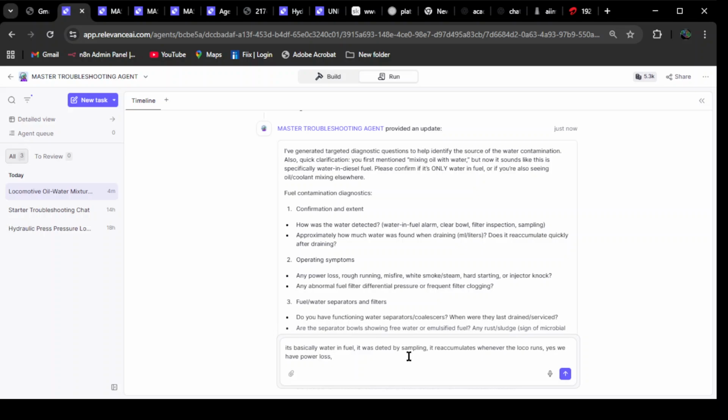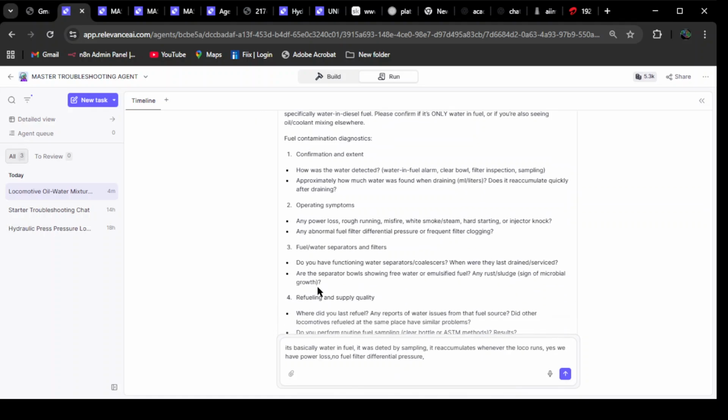So I guess if you don't answer the questions exhaustively, it's going to keep asking. So it's thorough with the solution it gives. So approximately how much water was found when draining? We can't really be sure of that. Any power loss, any abnormal fuel filter differential pressure or fuel filter clogging? No fuel filter differential pressure. I guess I could have asked a simpler question, but let's go.